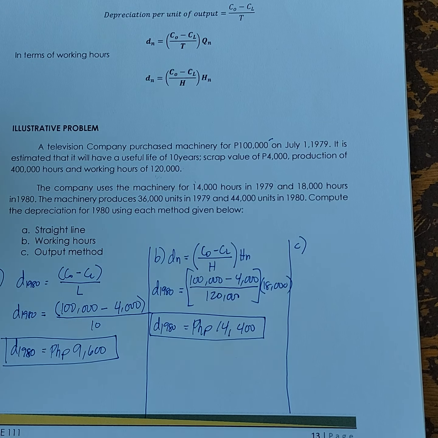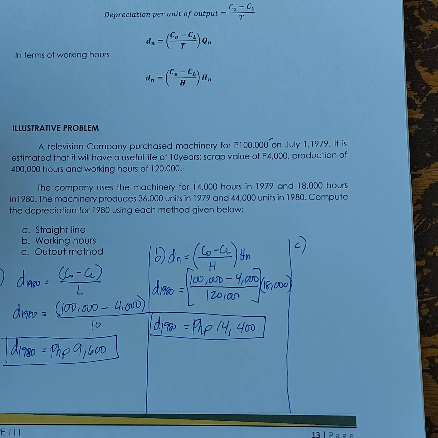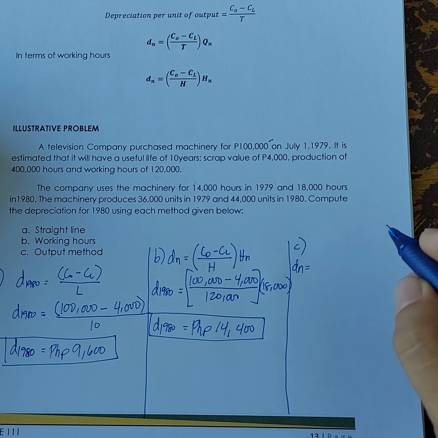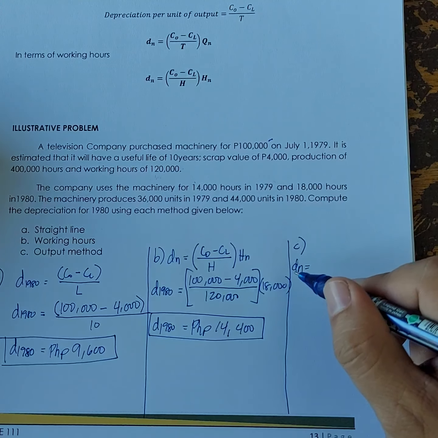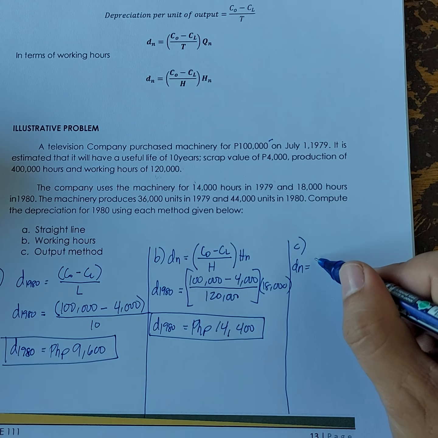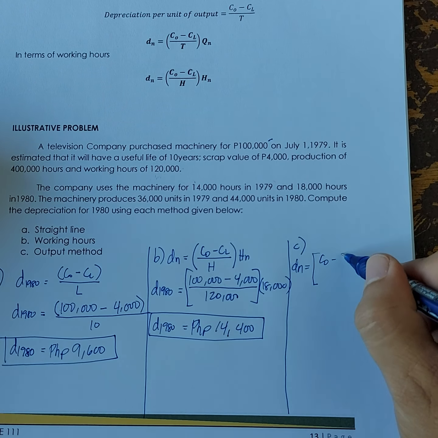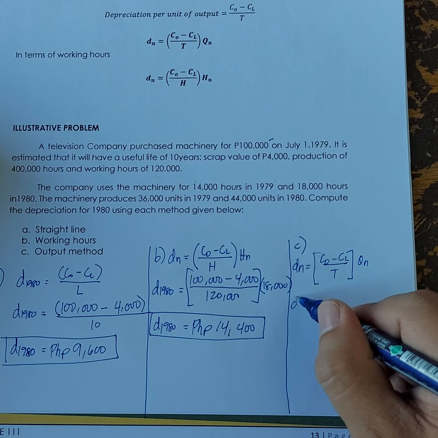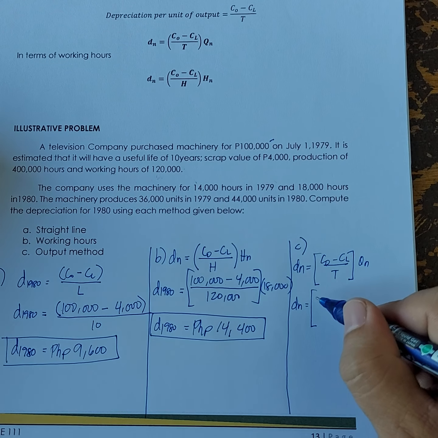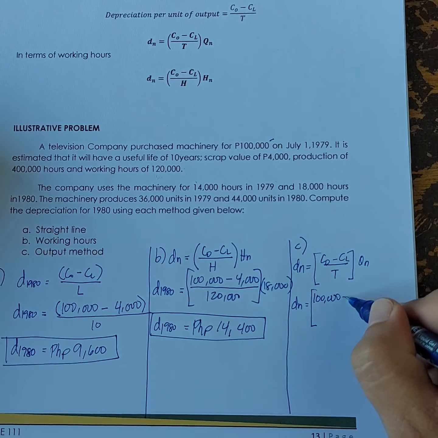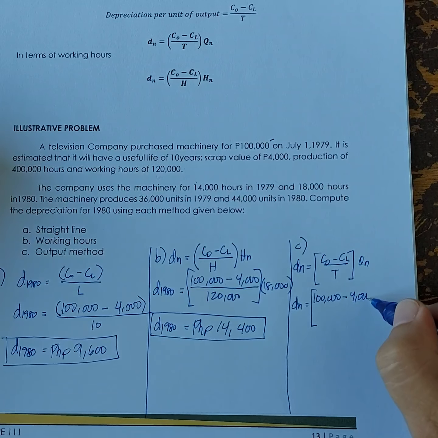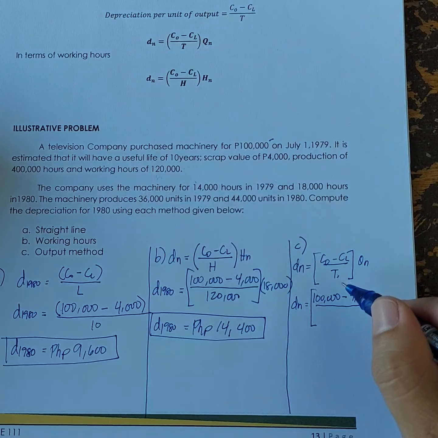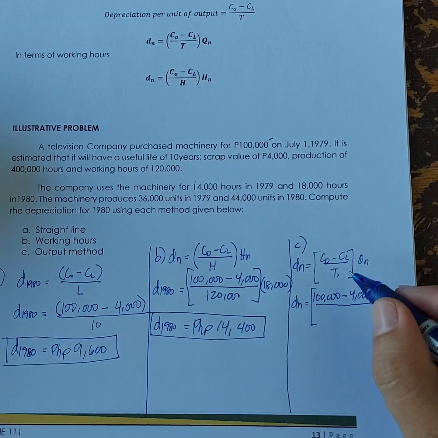Output method. So we're going to solve depreciation using the output method. So DN is equal to CO minus CL over T, times QN. Okay, so we have DN is equivalent to CO again is 100,000, CL is 4,000 all over yung T natin. Total number of units, that is 400,000.